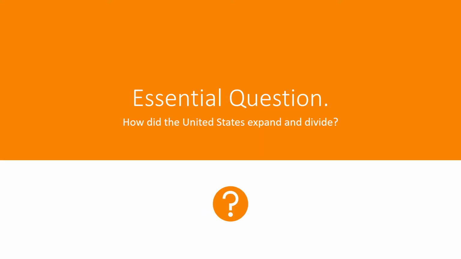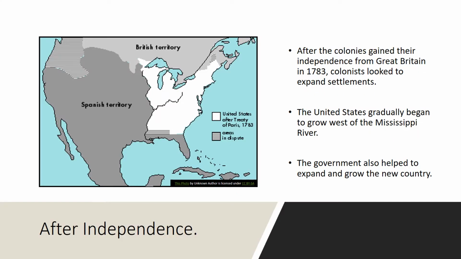And our essential question, or desired result if you would: how did the United States expand and divide? So after the colonies gained their independence from Great Britain in 1783, colonists looked to expand settlements. This map here shows you what the United States was like after the Treaty of Paris in 1783. So you can see the Spanish territory, British territory, some of the areas that were in dispute. But the United States gradually began to grow west of the Mississippi River, and the government also helped to expand and grow the new country as well.